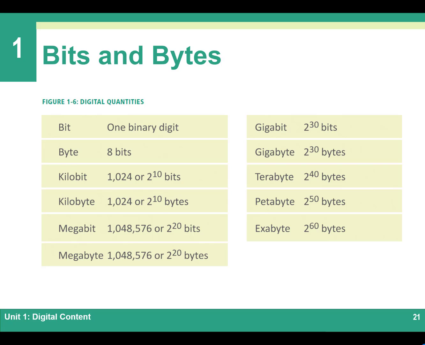So if you don't know how powers work, if you saw 2 with a number above it, to the second power, it basically means you have 2 times 2. When you see 2 to the 10th power, it's 2 times itself 10 times. 2 to the 20th would be 2 times itself 20 times. So it's just a simpler way of writing a big number.